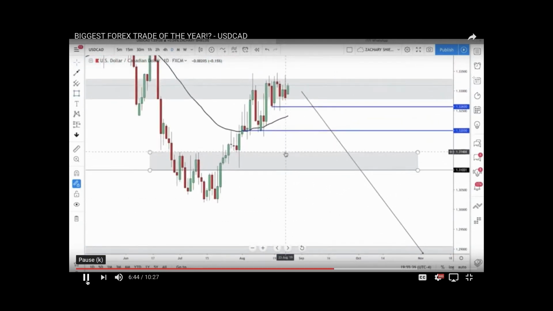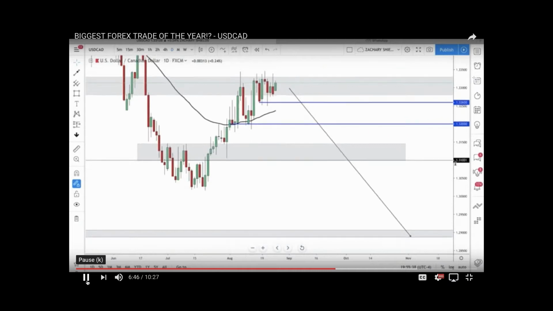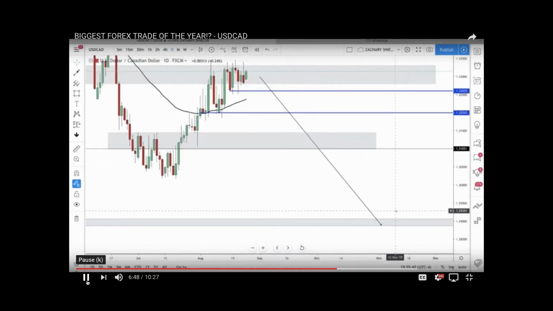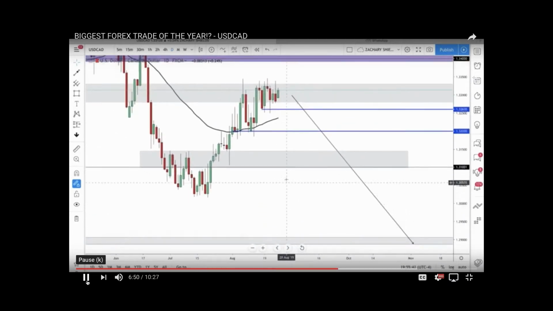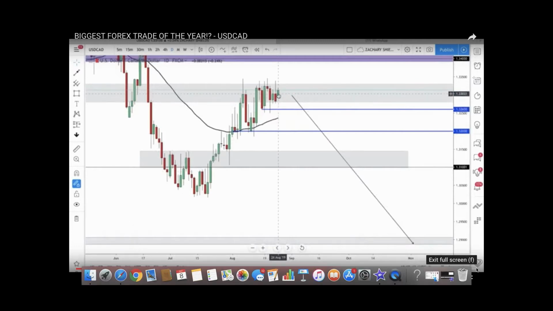However, to be fair, the likelihood of the pair just falling at a straight angle is very low. Alright, there you have it.